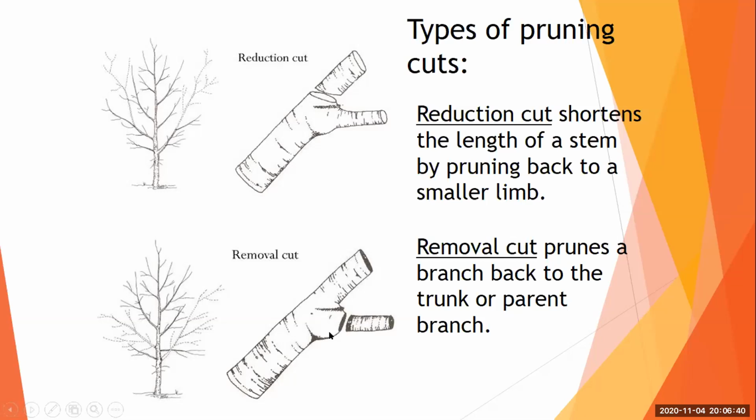Any of these has different goals. With removal cuts, you want to remove the laterals because you want to open the canopy. Let's say the canopy is too dense, too compact. You want to open the canopy to allow wind and light penetration. And reduction cuts, maybe the tree has two, and this is a codominant stem here. So you want to make a reduction cut here in order to slow down the growth of these branches.